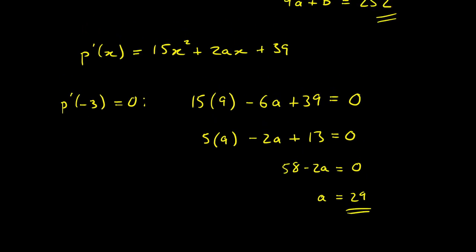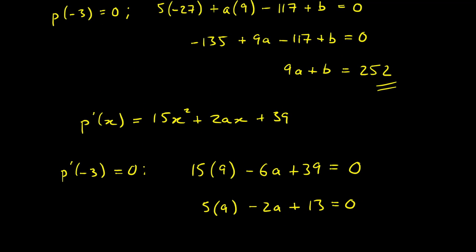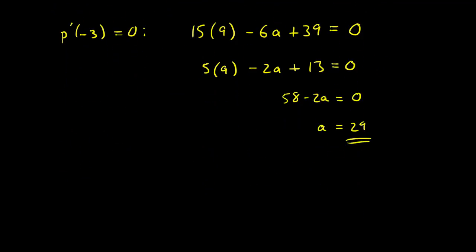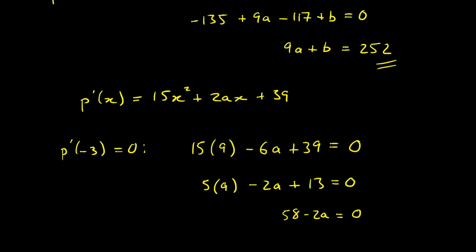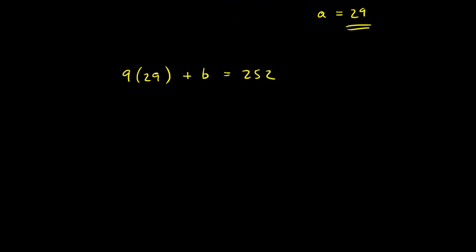Okay, and if a is equal to 29, we can substitute that into here. So we've got 9 times 29 plus b is equal to 252. Okay, so 9 times 29 plus b is equal to 252. 252, is that right? Okay, well, 10 times 29 is 290 minus 29 plus b is equal to 252. And so what's that going to be?